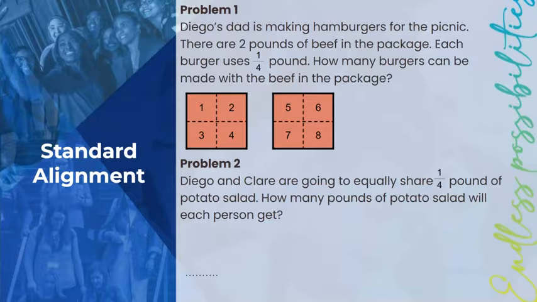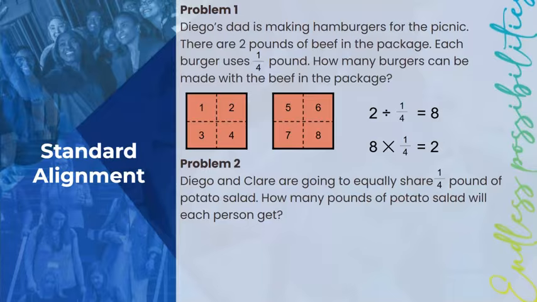We can represent this with a division expression. We begin with a total, 2 pounds. We are repeatedly subtracting 1/4 pound to make each burger. So 2 divided by 1/4 gives us 8 burgers. We can use the relationship between multiplication and division here to solve. 8 servings of 1/4 pound is equal to 2 total pounds. 8 times 1/4 equals 2.